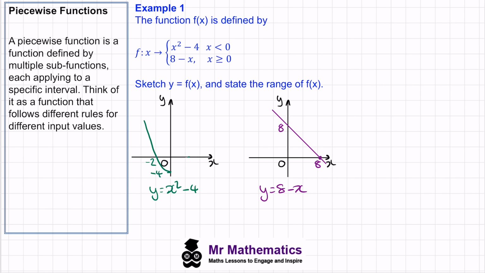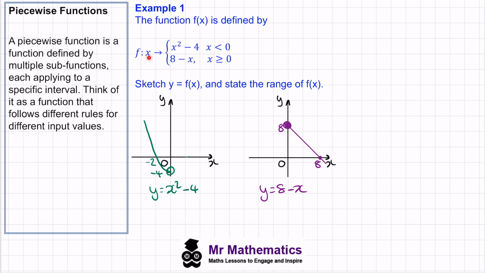And in the second subfunction, we're only thinking about a domain where x is greater than or equal to 0. So we're looking at this part. And with x squared minus 4, we're told that x cannot be equal to 0. So we've shown this with a hollow circle. And with 8 minus x, we're looking at x is greater than or equal to 0. So we're looking at a full circle when x is 0.